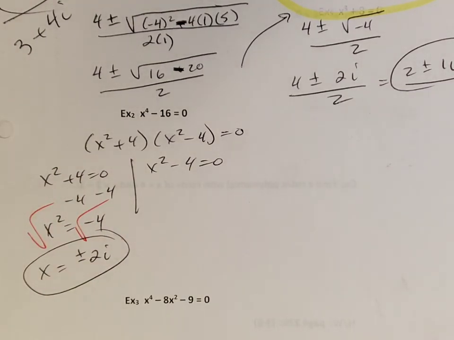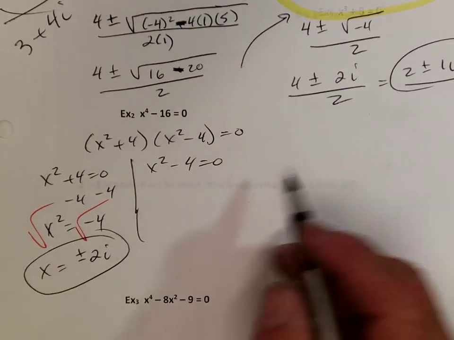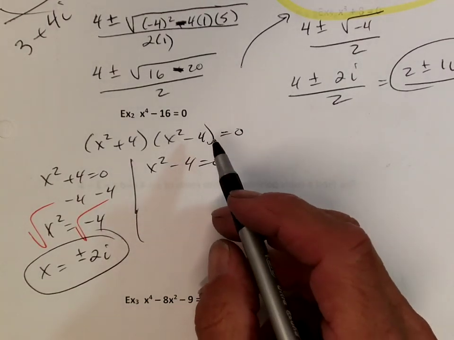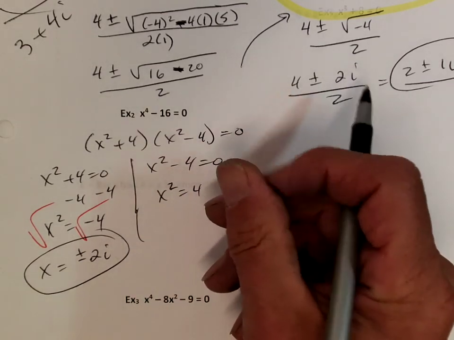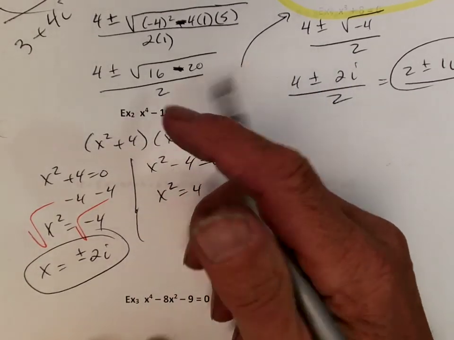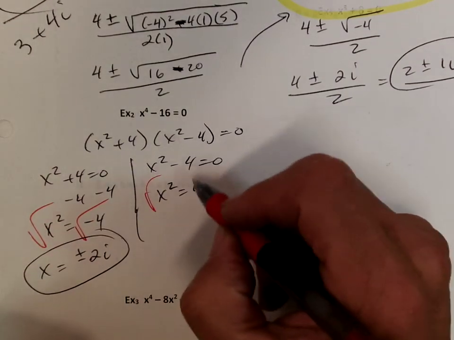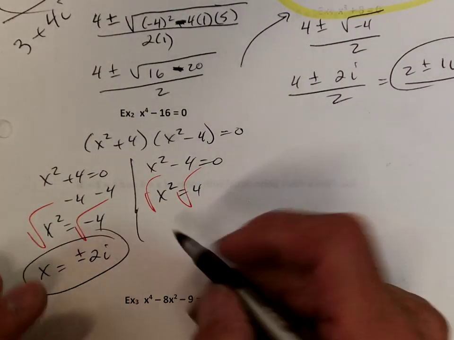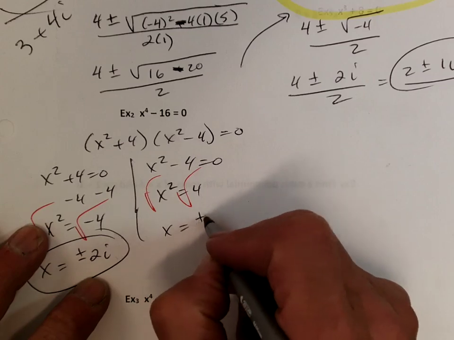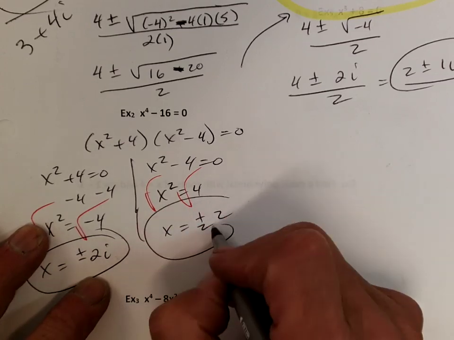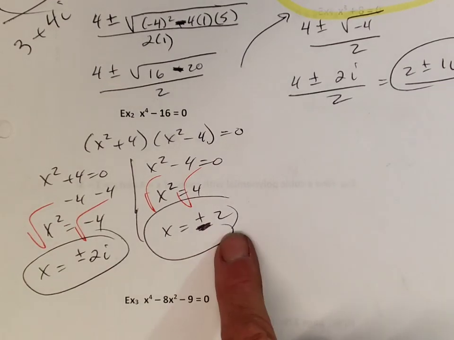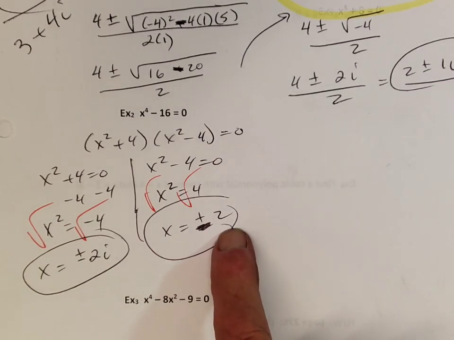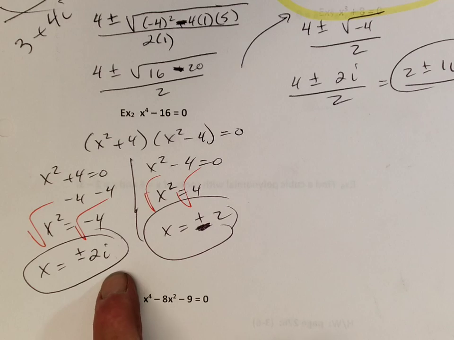Okay. And then on the second one, it will factor, but we can solve it also. Add 4 to both sides. We can take the square root of 4, right? And we get x equals plus or minus 2. 4 answers. We've got 2 real roots and 2 imaginary. Okay? Does that make sense? Are we good on that?